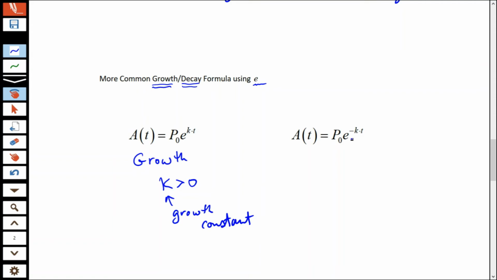In the second formula, you can see the negative up there with the exponent, e to the negative kt. Our k value is still positive because you have the negative in front, but we would call k here the decay constant.